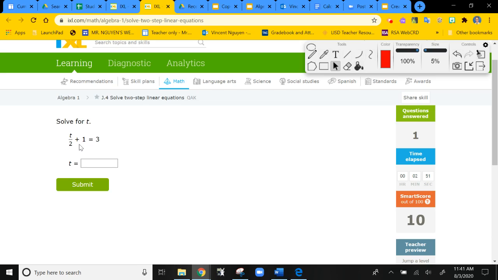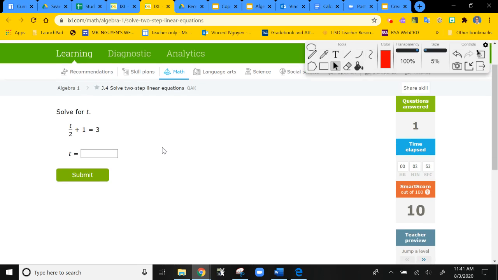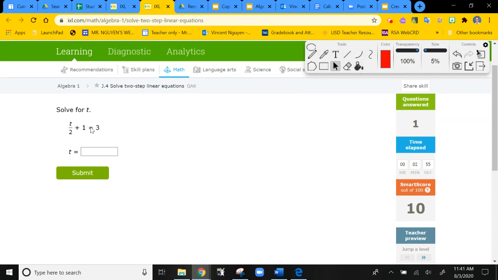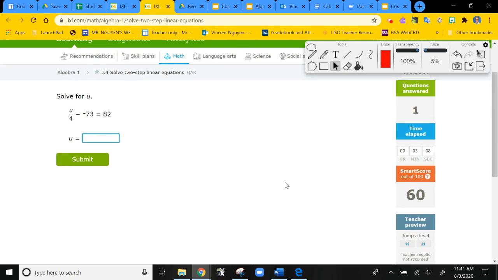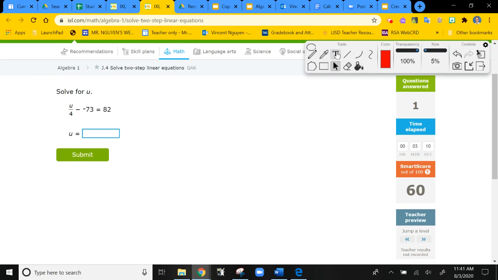All right. What do we got here? We have pretty much the same thing, so I'm going to skip this problem. It's just like the last one. We're going to subtract 1 and then multiply by 2. Let me jump a level because the problems are repeating. We jump a level so that we can see some other type of problem.